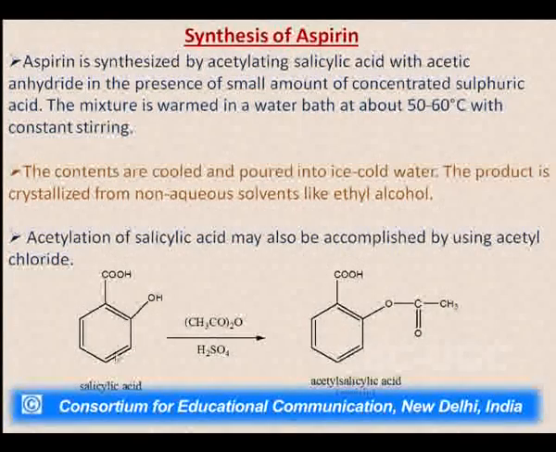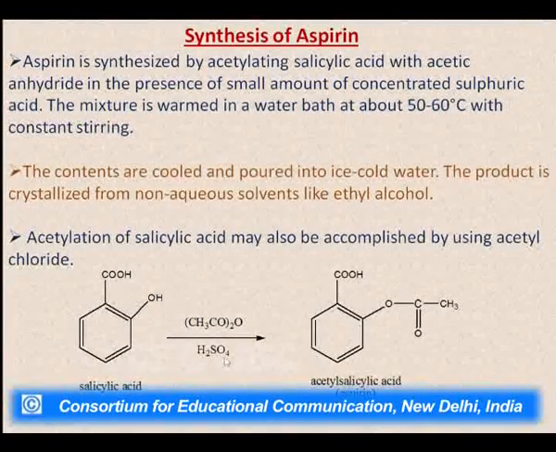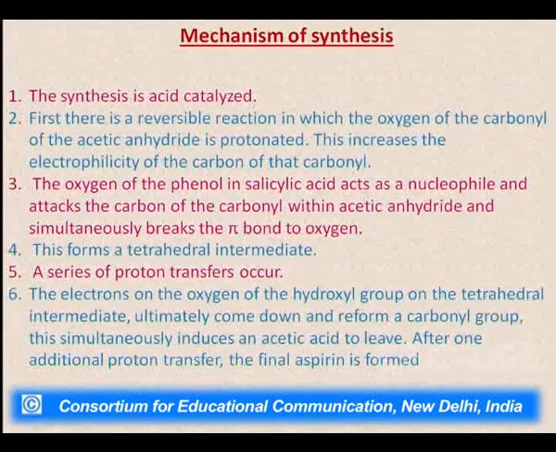Here we have shown you the equation of the synthesis of aspirin. This is salicylic acid. When it is treated with acetic anhydride in an acidic medium, acetylation takes place at the hydroxy group of the salicylic acid, and we get acetyl salicylic acid. The common name of this compound is aspirin.